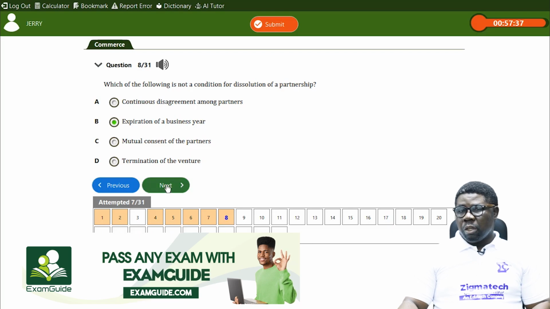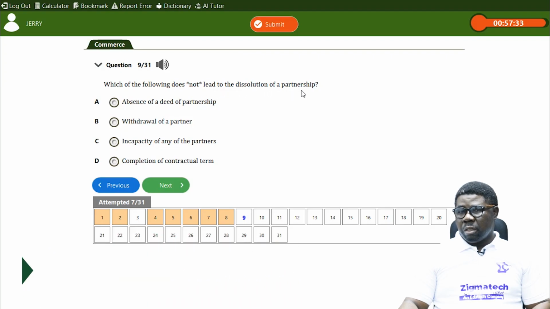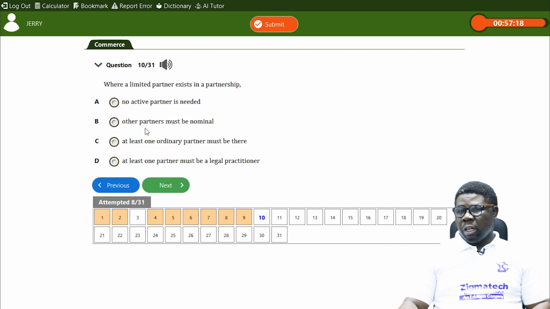So the answer is B. Which of the following does not lead to dissolution of partnership? Absence of deed of partnership, withdrawal of a partner, incapacity of any partner, completion of the contractual term. So A is our answer. And the last one, let's look at the last question here. Where a limited partner exists in a partnership, no active partner, other partners must be ordinary, at least one ordinary partner must be involved.